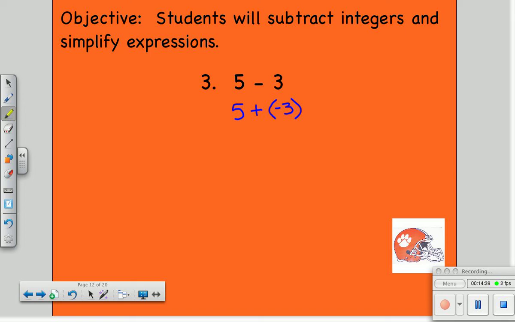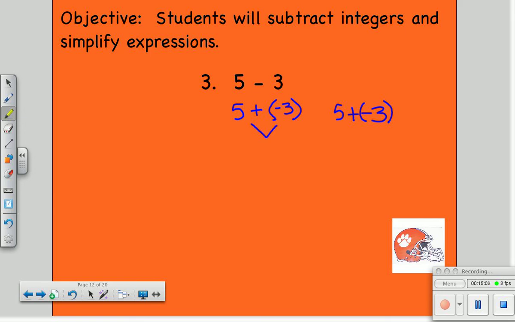I also need you to get into the habit, please, of using these parentheses. All right? This helps us not write our numbers together. For instance, if I didn't use the parentheses, it would look like this. Now that looks kind of funny, plus minus, together like that. So we use parentheses to help keep them separate. So please get in the habit of using those parentheses.